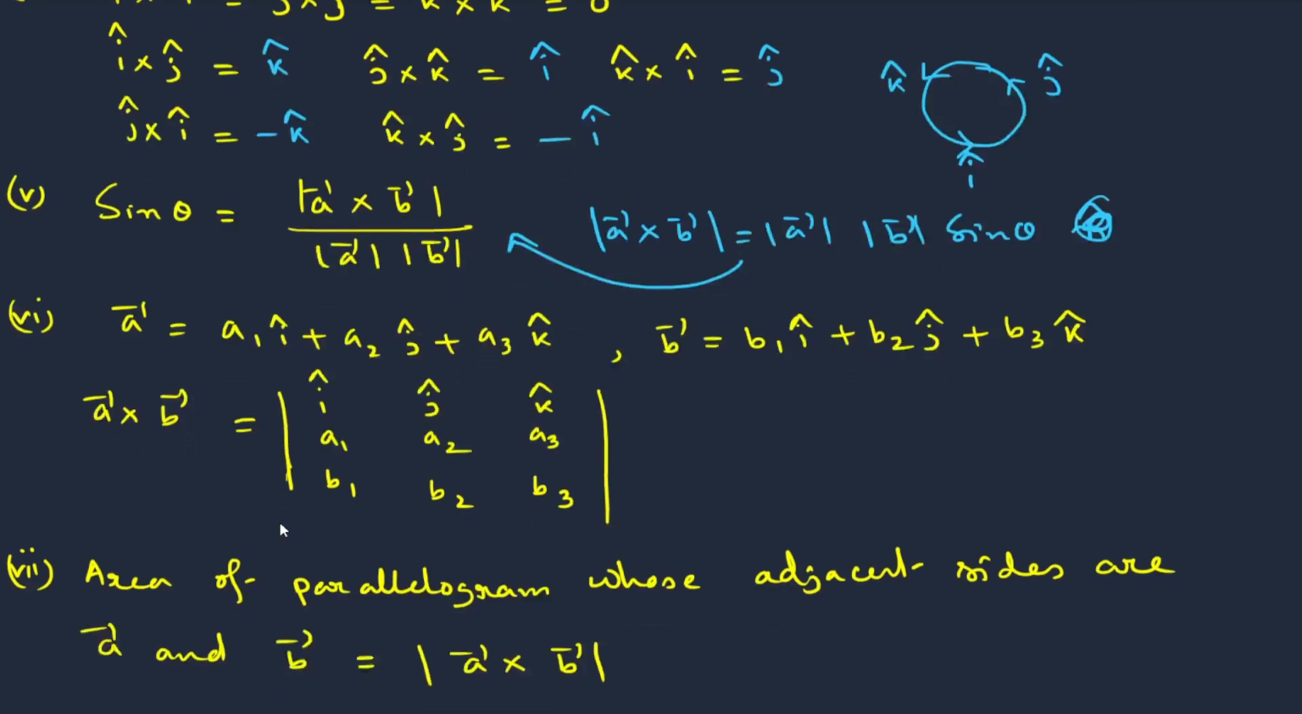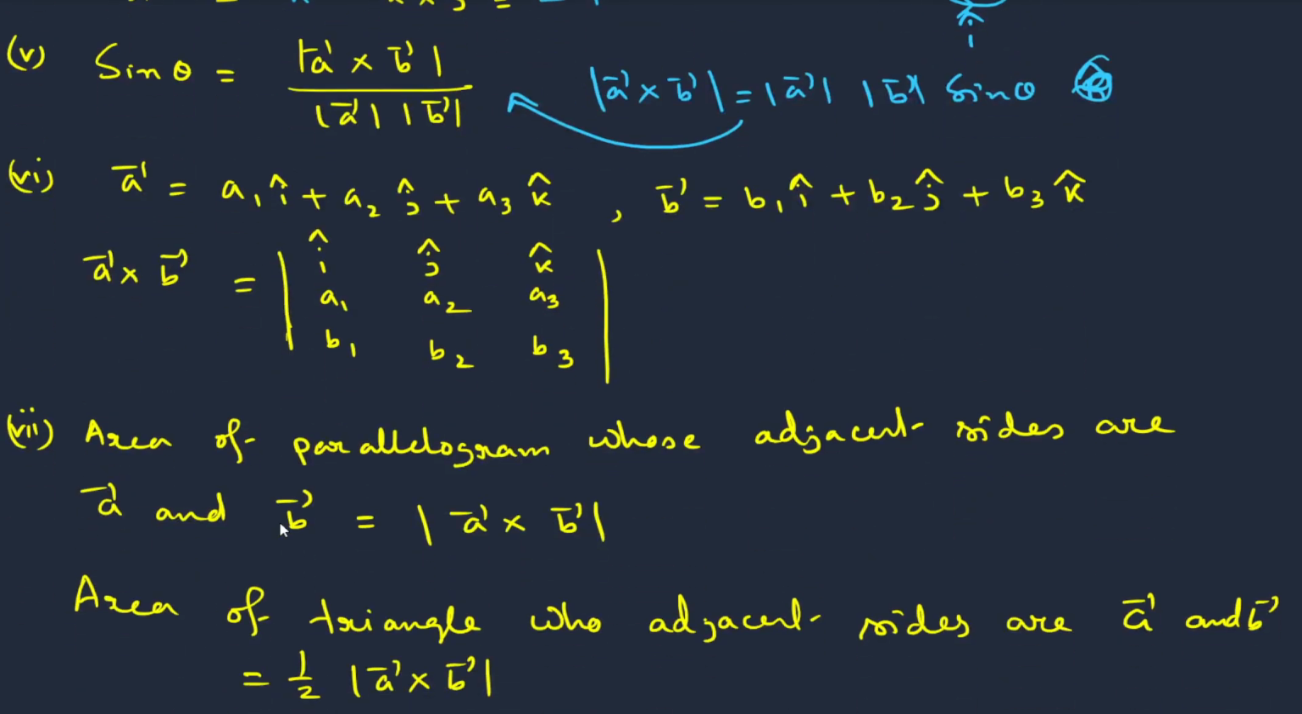Now, how to find the cross product of two vectors where the components are given, like A bar is A1 I cap, A2 J cap, A3 K cap. B bar is also given. In dot product, A bar dot B bar is simply A1 B1, A2 B2, A3 B3. But for cross product, we have to use this determinant form. First row is I cap, J cap, K cap. Second row is the coefficients of A bar. Then third row is the coefficients of B bar. So if you expand this particular determinant, you will get this particular value. I think you all know how to expand the determinant, so you can easily find it.